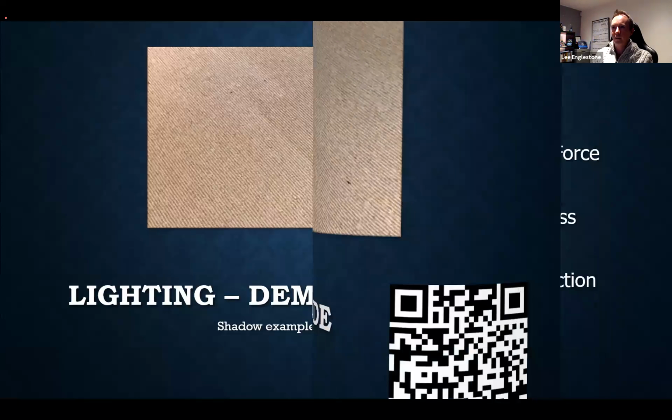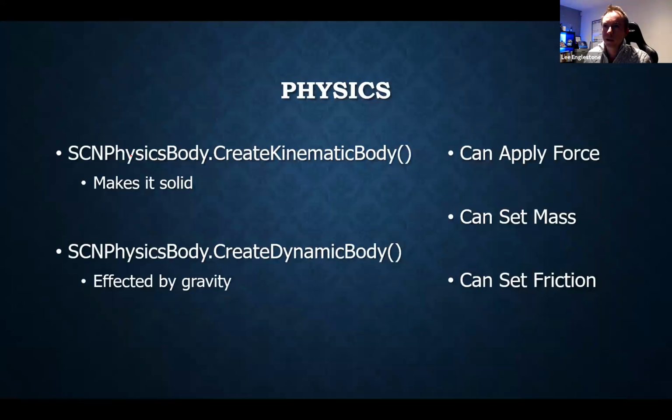Okay, then physics. So again, this is from SceneKit, not ARKit, but we can make use of it in our AR experiences. By default, if we place a cube or a sphere into a scene, it doesn't have a rigid shape, but we can make it solid by calling this create kinematic body. I don't know why they can't just call it create solid or make solid or something. It's probably some physics term.